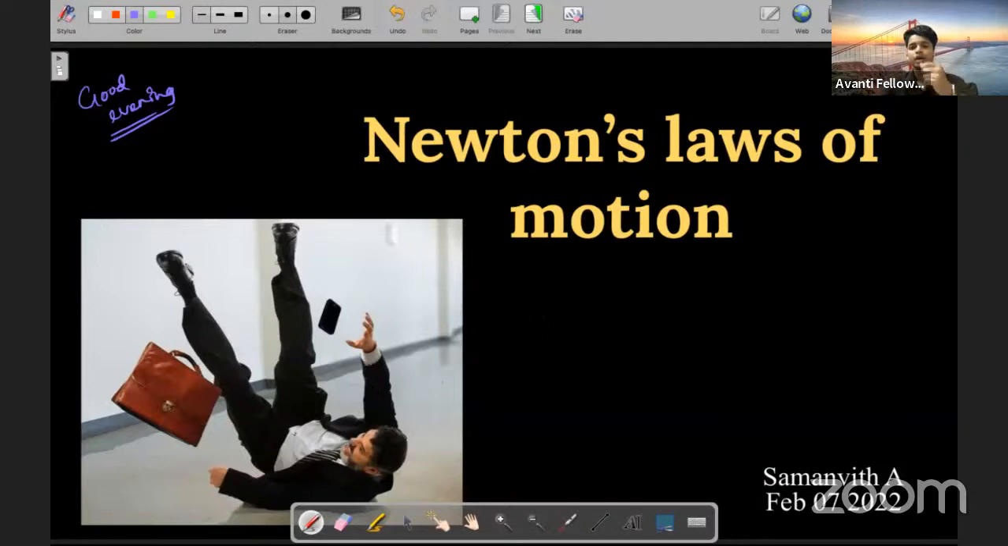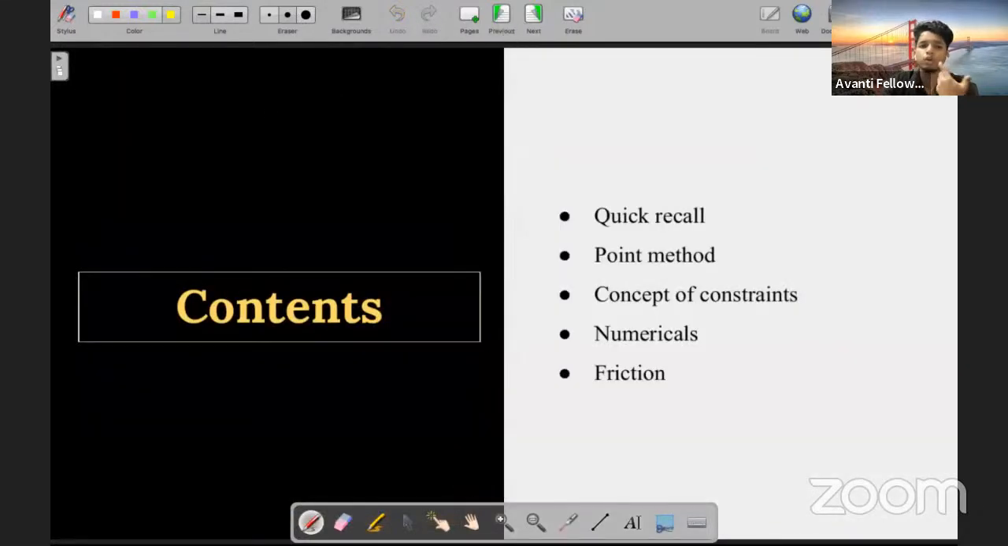So we'll start our session and we will be continuing our topic regarding Newton's laws of motion. In today's class, first of all, we'll be quickly recalling everything that we have studied in the previous class, or previous concept. Then, based on that, there will be a numerical, students. ठीक है? Numerical को solve करना है. उसके बाद we'll be solving something called point method.